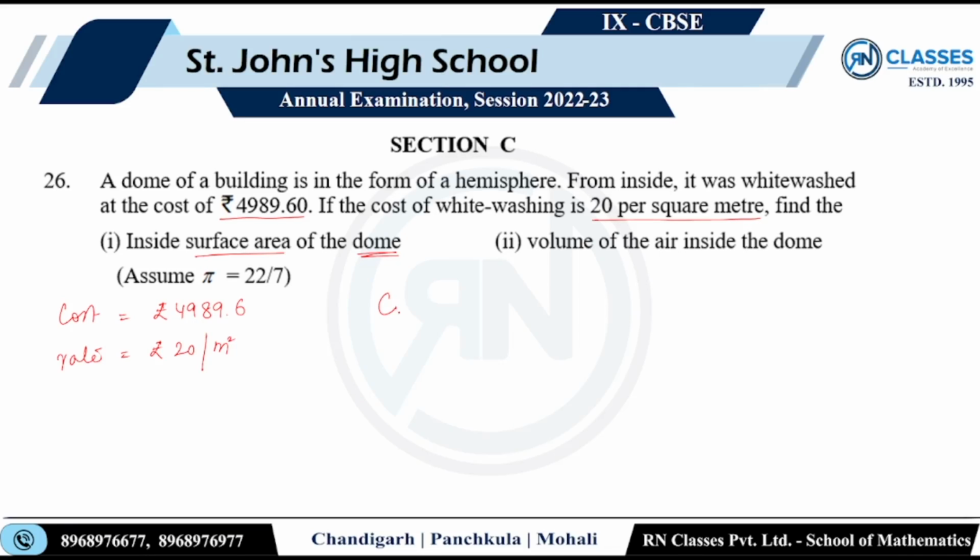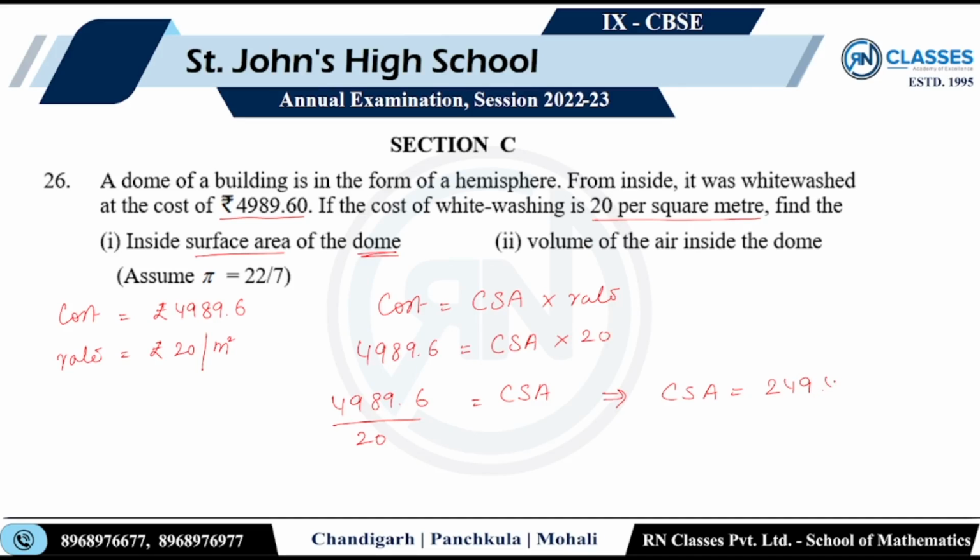Brother, what is the cost equal to? Cost is equal to the inside curved surface area, where the whitewash was done, into the rate. So the cost was given to be 4989.6, which equals curved surface area into rate, that is given to be 20. So the curved surface area is 4989.6 by 20, so I can write the curved surface area as 249.48.